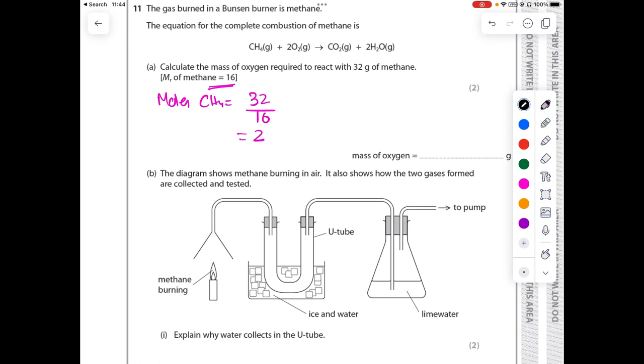So, the ratio for methane to oxygen, right? Methane to oxygen is 1:2. But what we have now is 2. So how many moles of oxygen is required? 4 moles of O2 is required. Now the mass of oxygen required: number of moles times its mass, 4 times 16, which is nothing but 64.